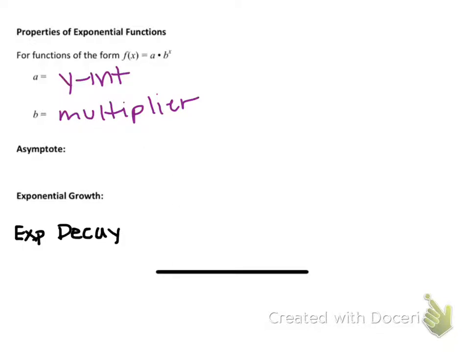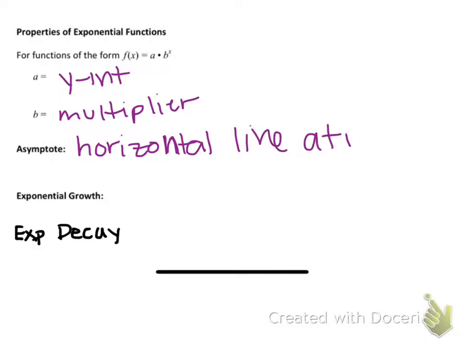Asymptote is the new vocabulary word that we're going to introduce. So an asymptote is the horizontal line at which the graph levels out.